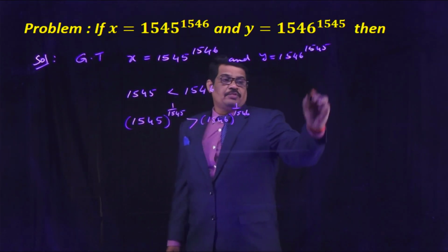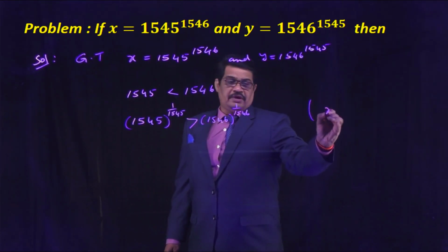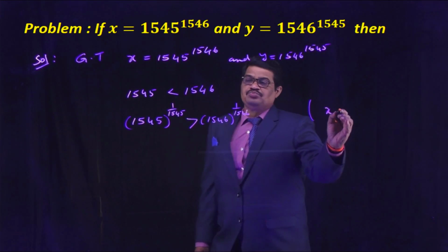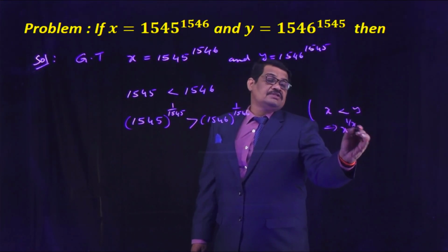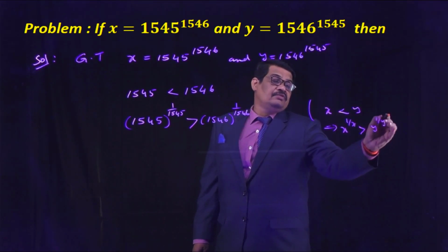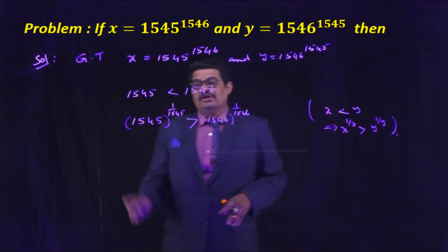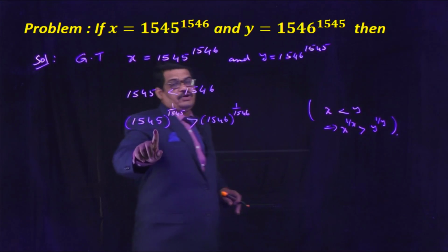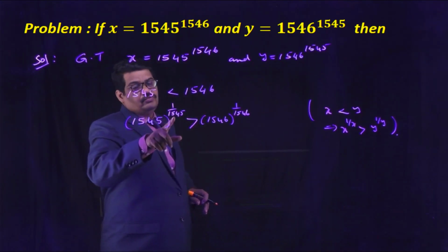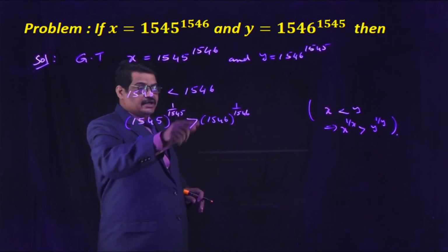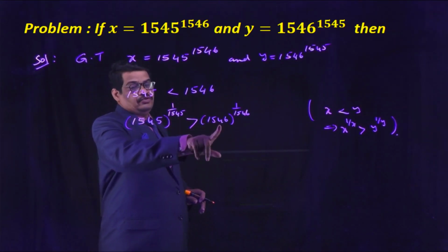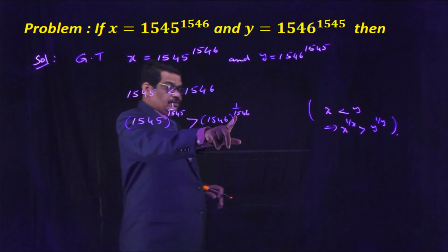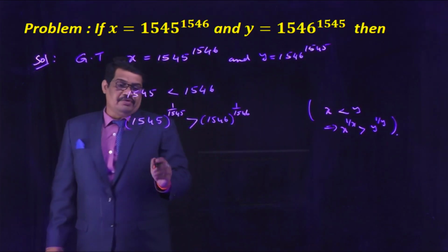So this is the property here: if x is less than y, then x power 1 by x is greater than y power 1 by y. So using this property, we are writing 1545 whole power 1 by 1545 is greater than, since this is the less than, we are getting here greater than, 1546 whole power 1 by 1546. Now we are simplifying this one.